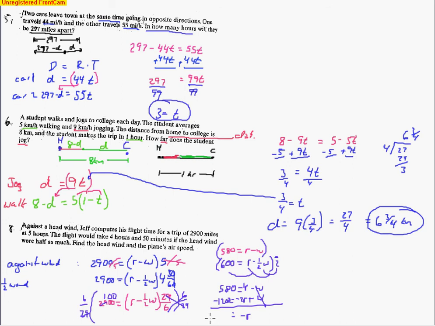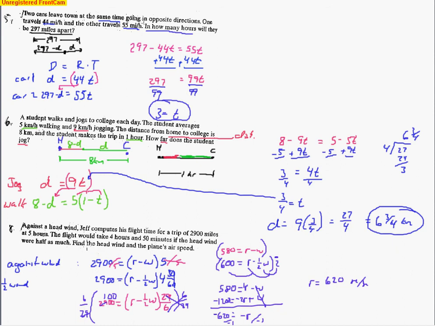that 580, and we end up with a negative 620. Well, you just divide by a negative 1 on both sides, and that'll cancel out that negative sign, leaving us with 620 miles per hour. So that would be the speed of the plane in still air.